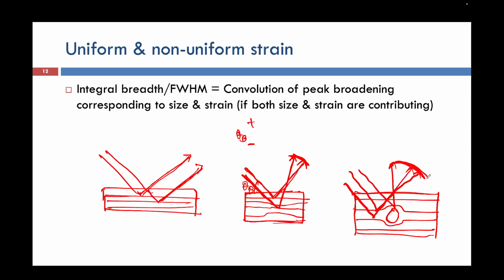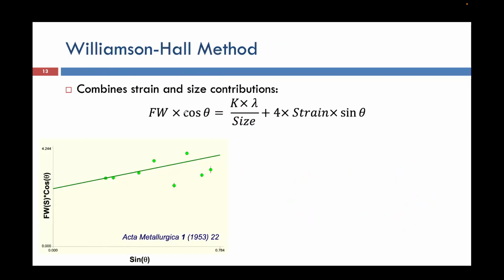So this is what integral breadth is, whether you talk in terms of integral breadth, that means WIB, or W FWHM, width of FWHM. That is the convolution of peak broadening corresponding to size and strain. It will always be there, whether the crystallite size is big or small, or whether the strain in the material is present or it's a strain-free material. So when we consider both of them, that means size effect as well as strain effect, how to calculate the FWHM or the width of the peak, that is what is known as the Williamson-Hall method.